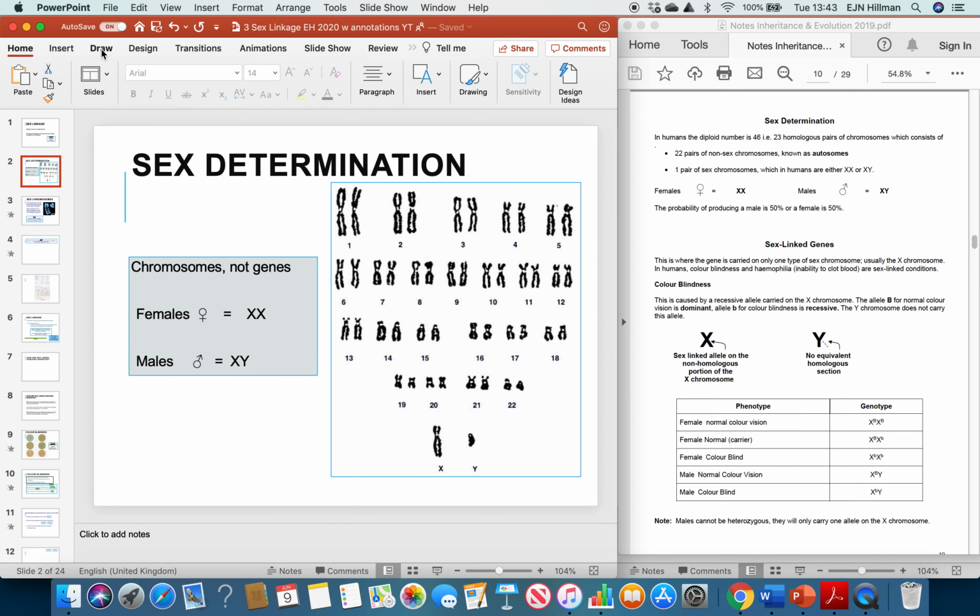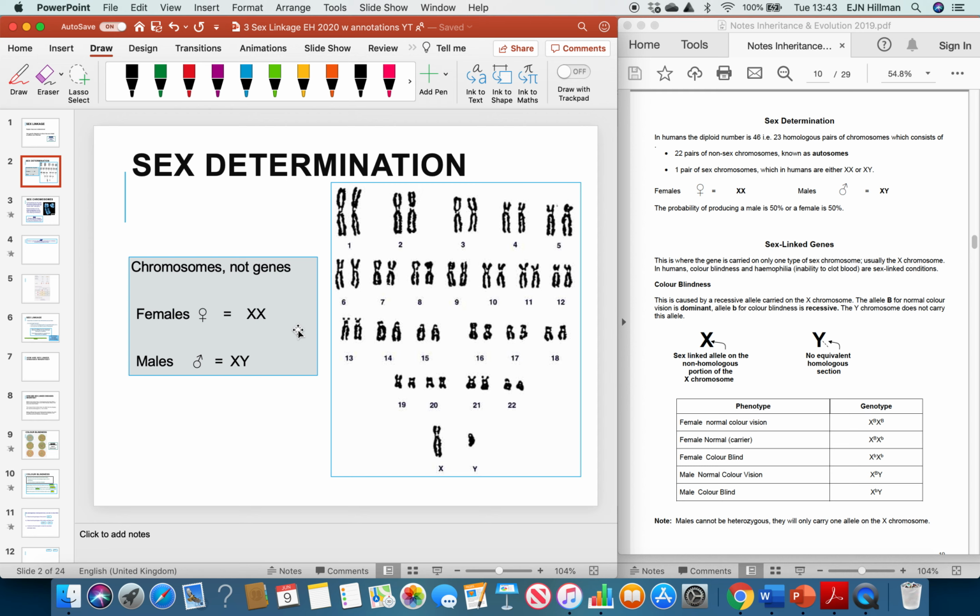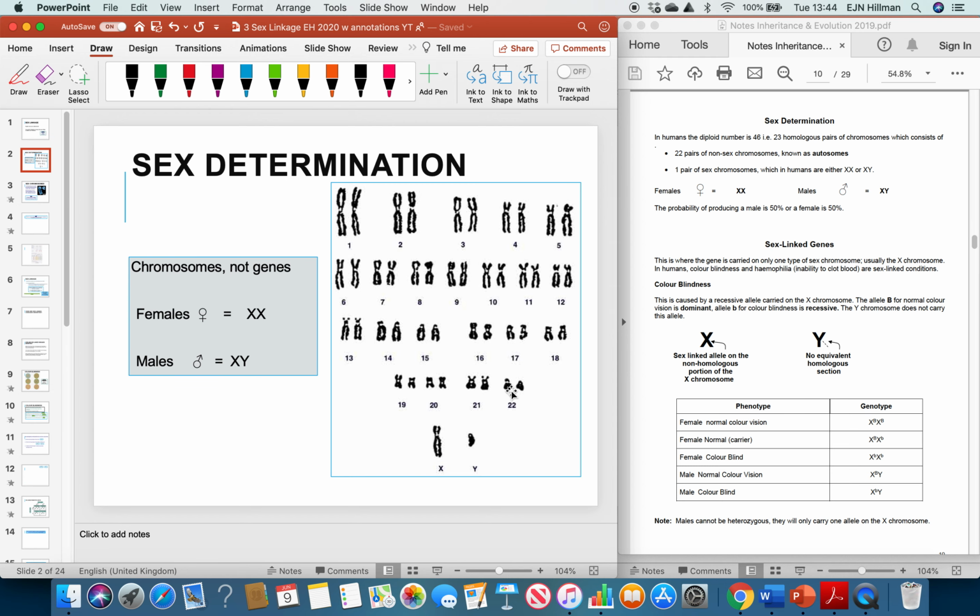Okay, so what we have here is a karyotype. And a karyotype shows all of the chromosomes in a human somatic cell, so in a human body cell. And we can see that we've got chromosome number 1 down to number 22, and then the 23rd pair of chromosomes here is XY. And that would mean that this individual with a karyotype, such as this one, was male. Okay, because they possess an X and a Y chromosome.